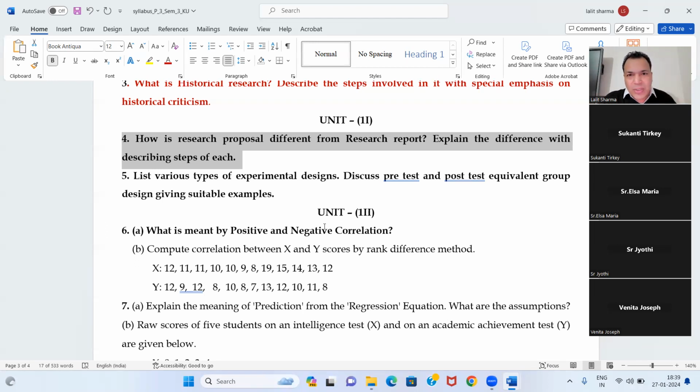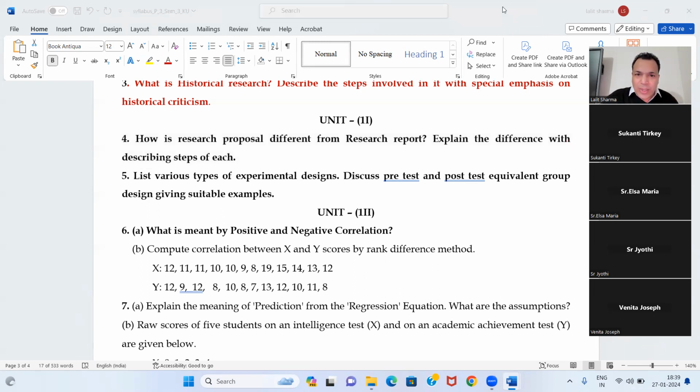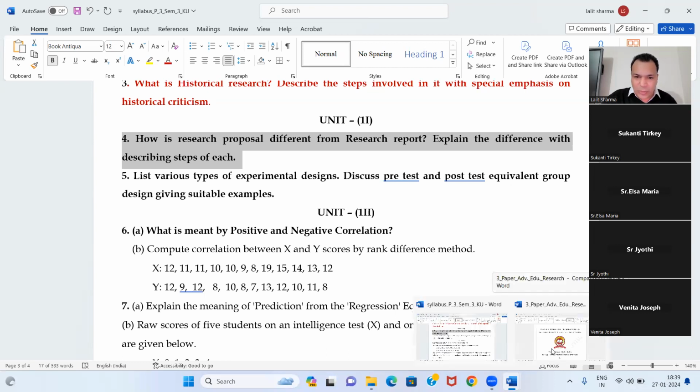Now look, this question has come from the syllabus, research report. Under the research report there is the research proposal and there are steps. Okay, see that. Side by side, we will open the syllabus also.